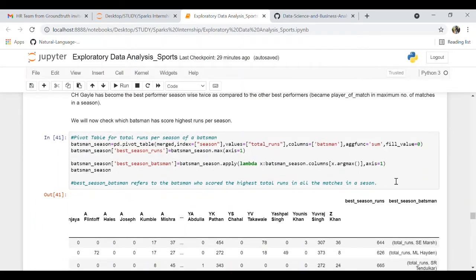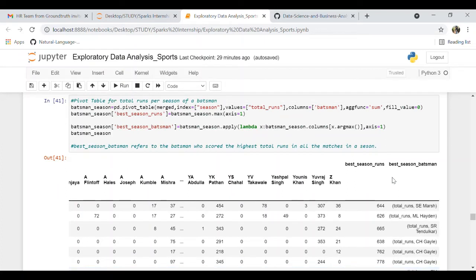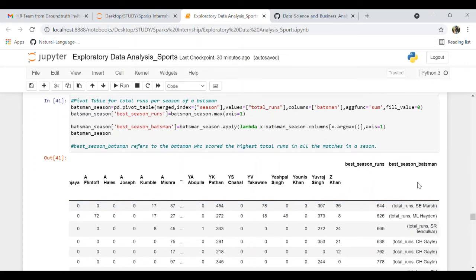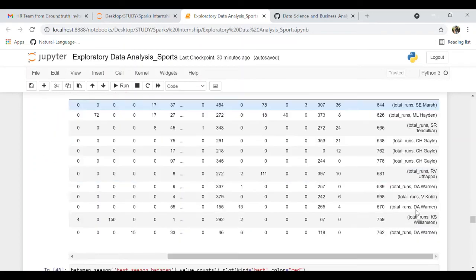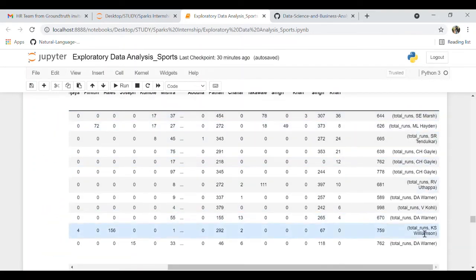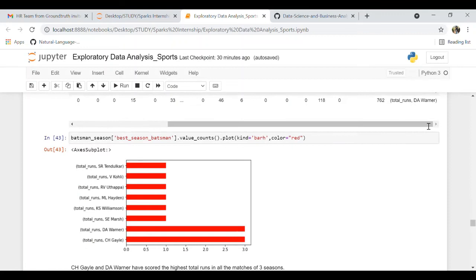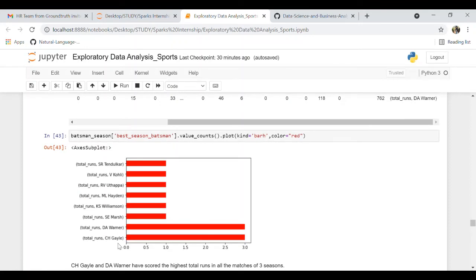Next is the total runs scored by a batsman in a season, and we try to find out the maximum runs scored by a batsman in a season. So that batsman becomes a best season batsman, right? They are all very good run scorers, but among them we'll have to find out who was the one who became such a best season batsman for more than one season, and we find out D.A. Warner and C.H. Gayle were that.